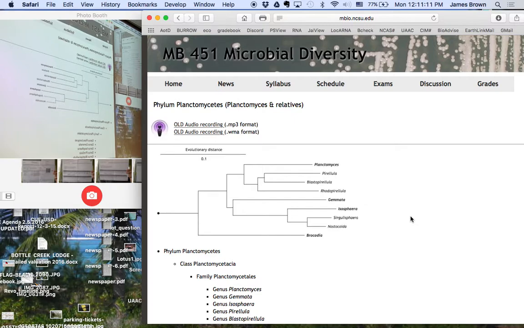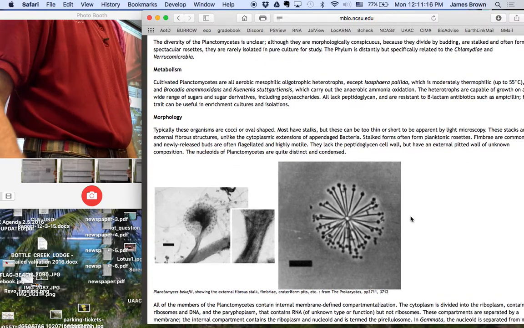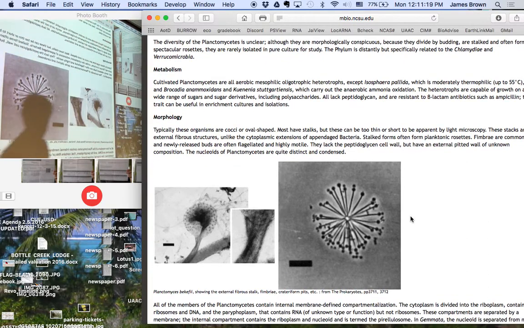And these organisms have some really, really interesting cellular structure. So here's a rosette. Maybe you've seen this in lab at some point. These things are aerobic mesophilic oligotrophs for the most part. They've been most well studied by a guy in Queensland, Australia, who's recently retired. They're pretty common, but they're also nearly impossible to grow, and not very many people have been successful cultivating a lot of these things.